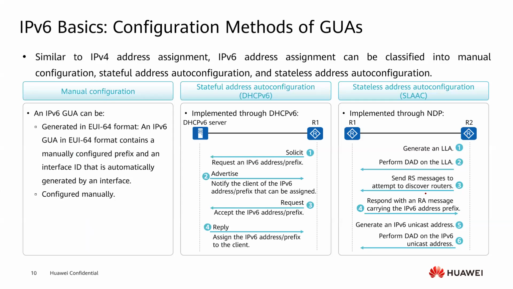And how to configure the GUA? I just mentioned it. You can configure it by yourself, just configure it manually, or you can generate it in EUI-64 format to get the interface ID. To get the prefix, and then the interface ID can be manually configured.